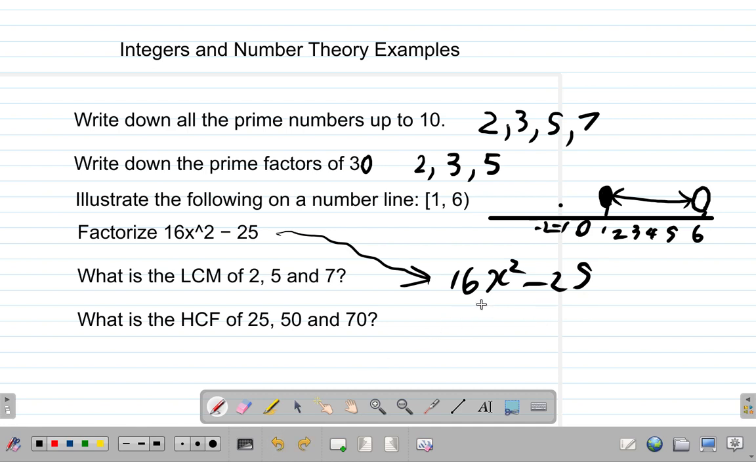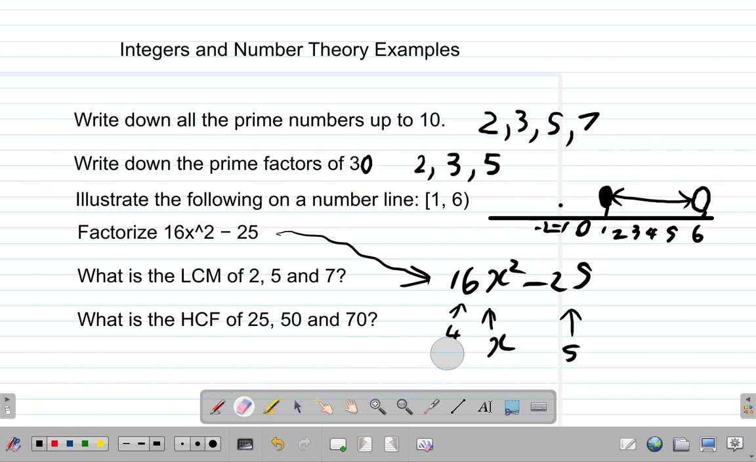So here now, what is it that you must square to get 16x squared? Well, here what you must square is 4, and here what you must square is x. What is it that you must square to get 25? It's going to be 5.